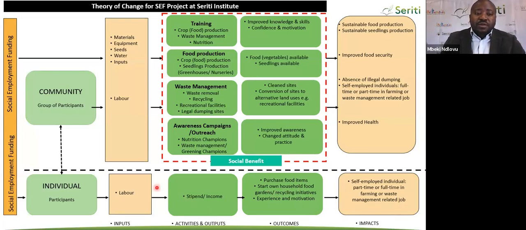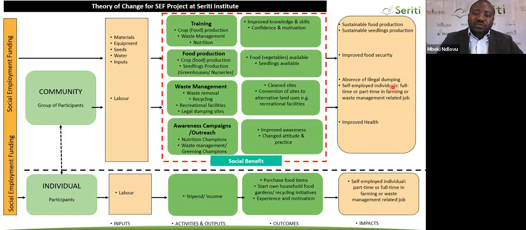Now, on the second pathway, we focus on the community, and when a group of participants come together, the themes that we focus on are food production, waste management, and then also the awareness campaigns. But ultimately, the work that we do in this SAFE project is supposed to lead us to a position where we're able to achieve sustainable food production and improving food security.